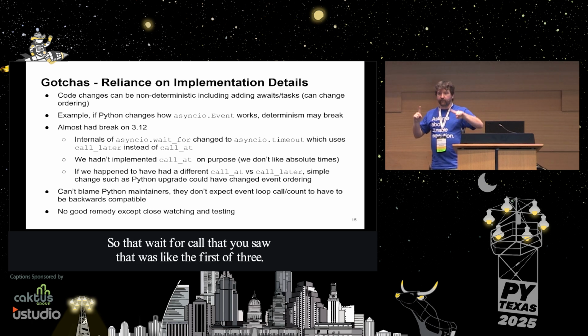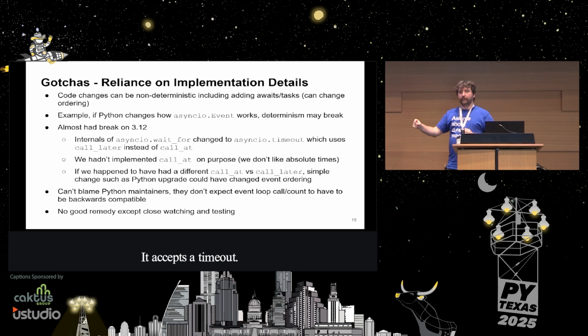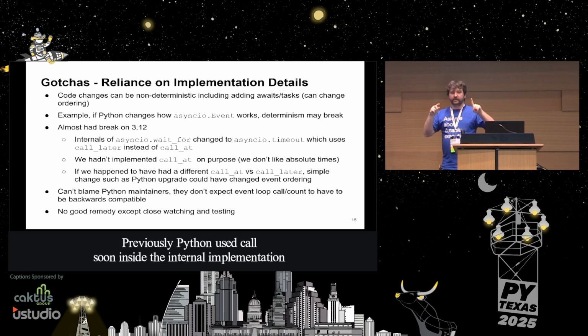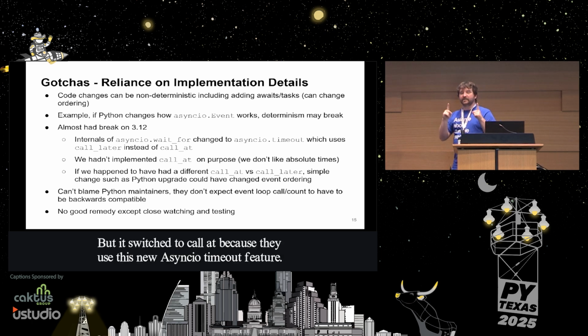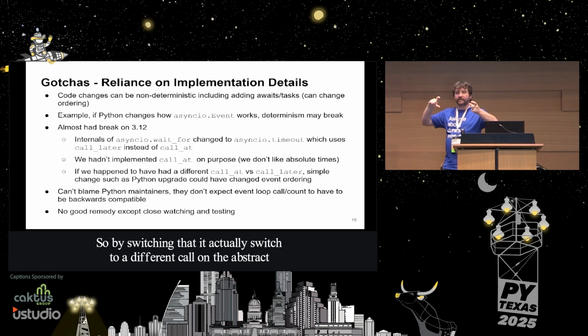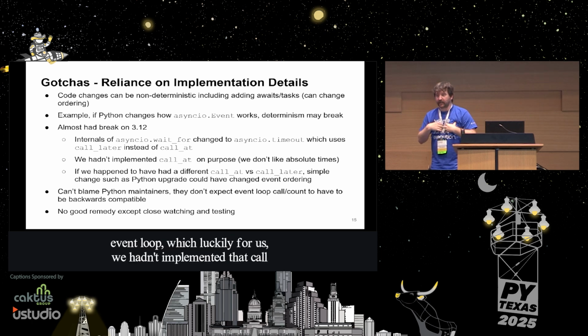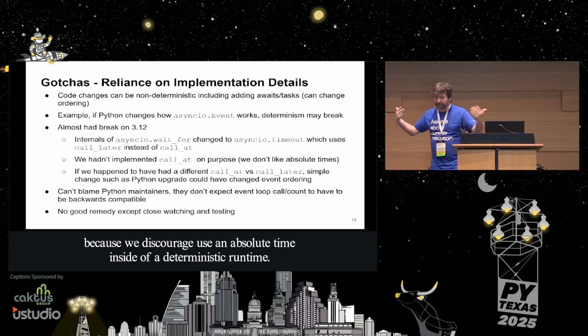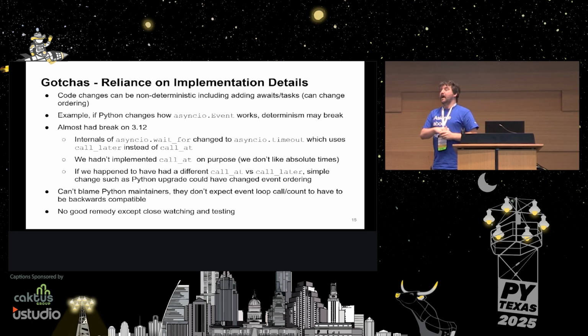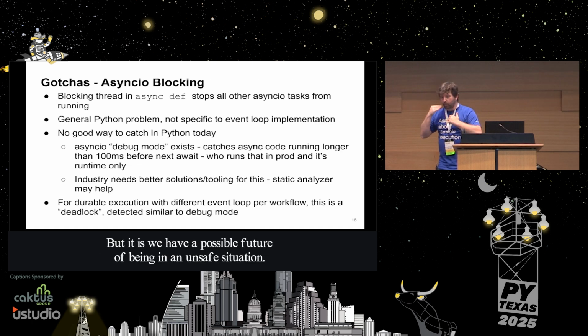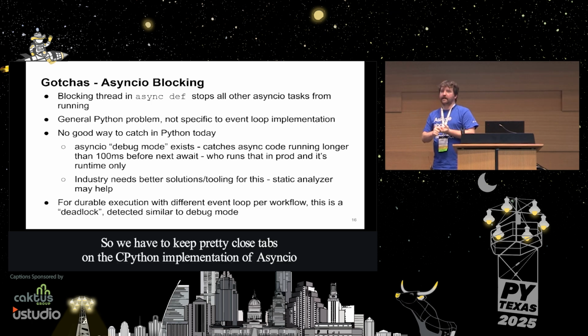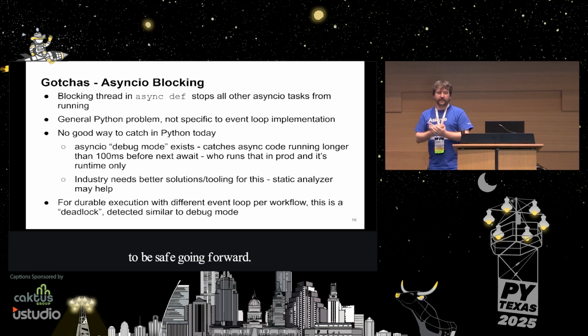So for instance, here's an example. That wait for call that you saw, the first of 3, accepts a timeout. Previously, Python used call soon inside the internal implementation for that timeout because it's a relative timer. But it switched to call at because they used this new asyncio timeout feature. By switching that, it actually switched to a different call on the abstract event loop, which luckily for us, we hadn't implemented that call because we discourage using absolute time inside of a deterministic runtime. So we implemented it and we were safe, but we have a possible future of being in an unsafe situation. So we have to keep pretty close tabs on the CPython implementation of asyncio to be safe going forward.